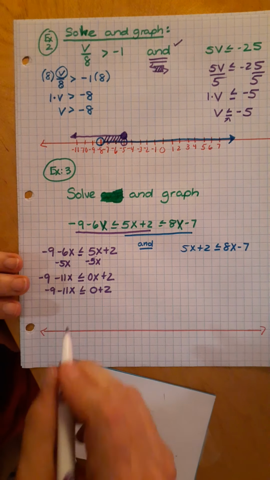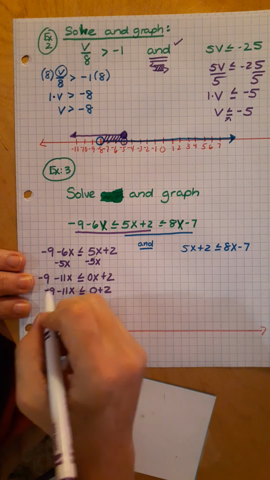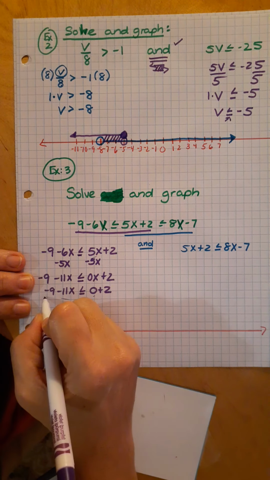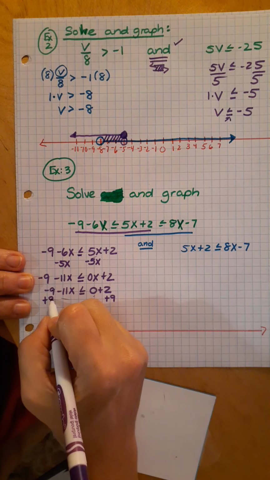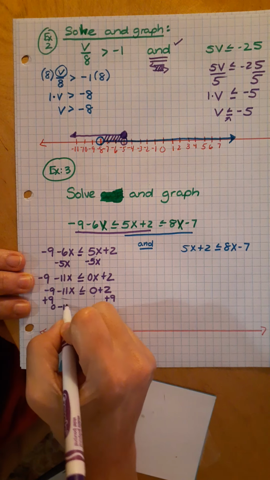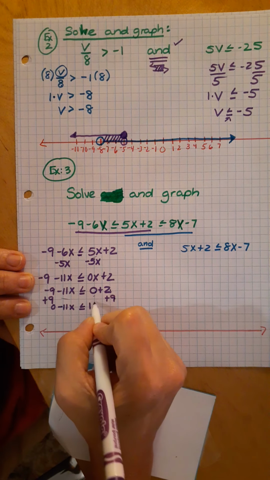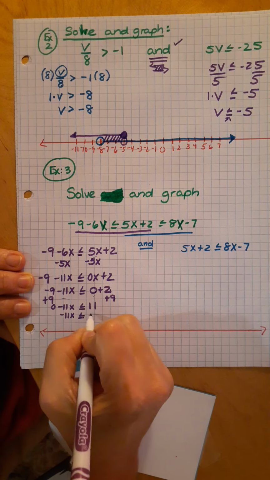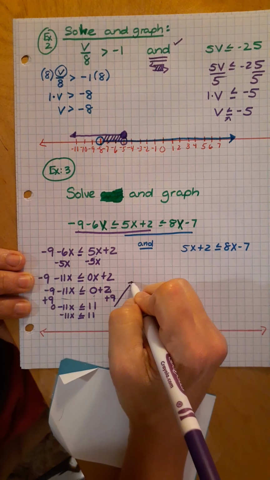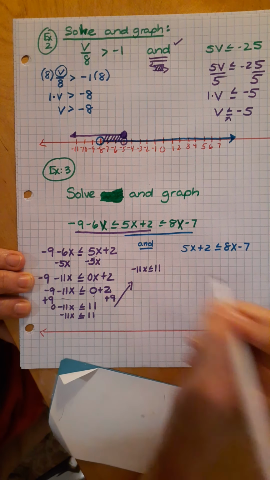I hope we have enough space here. All right, this gives me 2. Now, I'm going to move this 9 over. So I'm going to add 9 on both sides. -9 plus 9 is 0 minus 11x less than or equal to 0 plus 2 plus 9, which is 11. And I get -11x less than or equal to 11. I'm going to finish that over here. -11x less than or equal to 11.